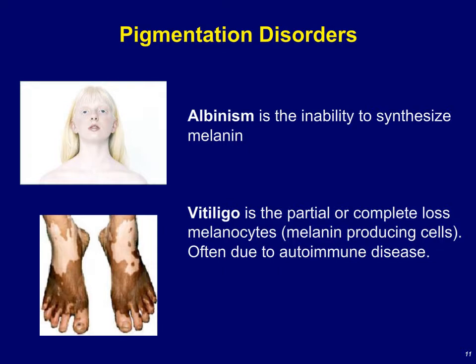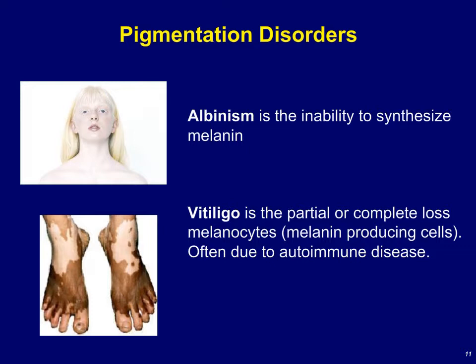Here's a couple more pigmentation disorders that you're probably familiar with. The first one is albinism. Albinism is a complete inability to synthesize the compound melanin. And remember, melanin was the compound that helped to protect our skin from UV radiation. And so people that are true albinos will have pretty much white hair, white eyebrows, and things like that. There will be no pigment in the skin or in the hair or other parts of the body.